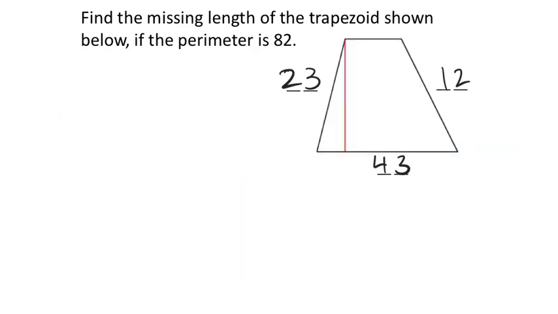We come up with these values. Find the missing length of the trapezoid shown below if the perimeter is 82. So this one, they give us the perimeter. What's wrong with this one is that we're missing this top side length right there, right? We've got to find this missing side length.